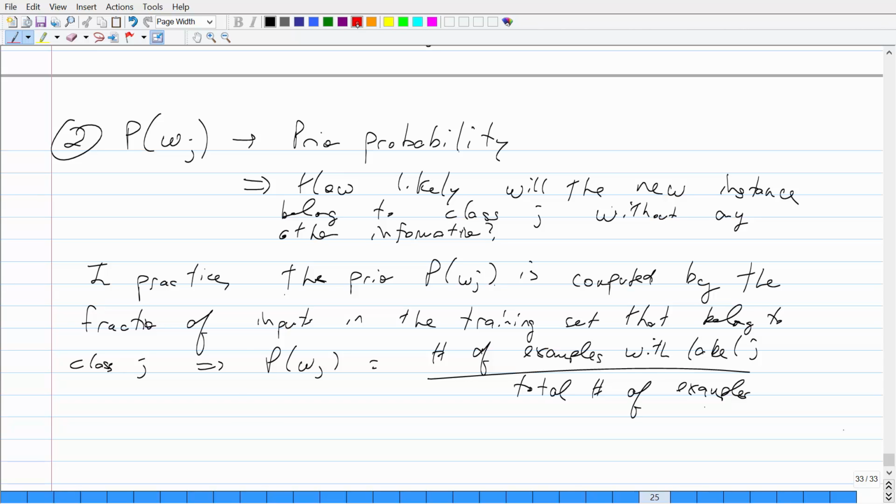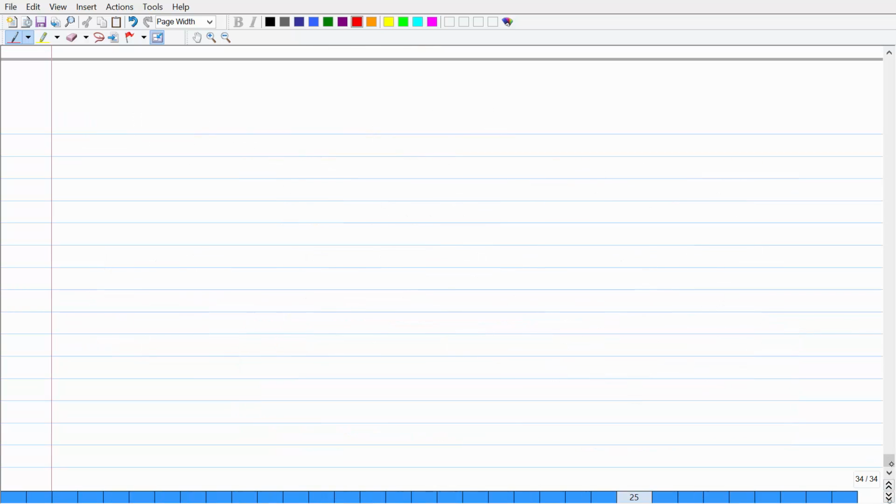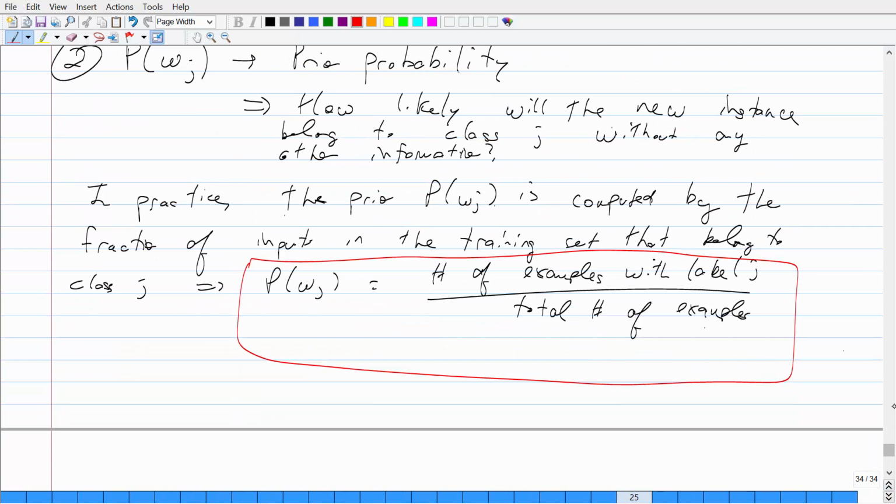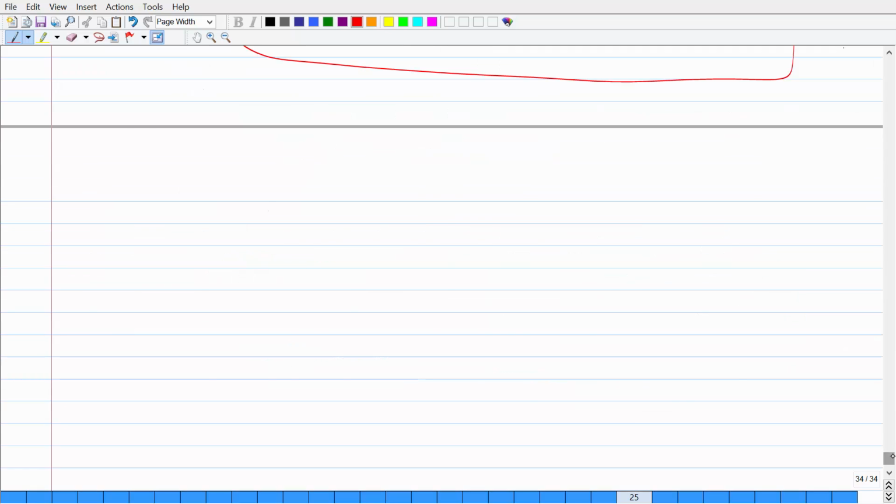So you just count how many training examples belong to the label that you're looking at and divide by the total number of examples. So if you had 75 of class 1 and 25 of class 2, then the prior would be 0.75. There's a 75% likelihood that you put it into class 1 if you had absolutely no idea what was going on underneath. Okay, so that's how you calculate the prior.